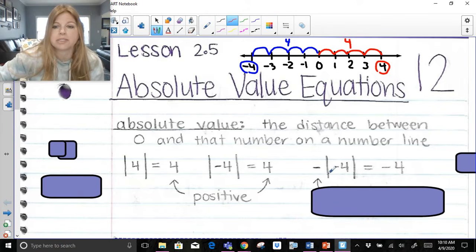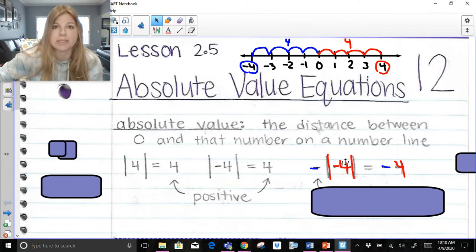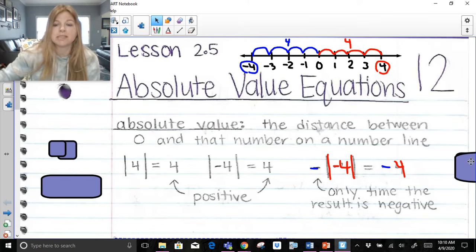So here's what actually just happened. We took the absolute value of -4 first, which is 4. And then this negative on the outside got multiplied over because it's really saying -1 times that result. Okay, this is the only time your result is going to be negative with absolute values.